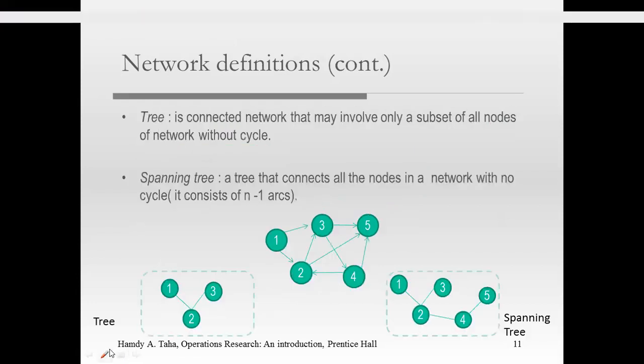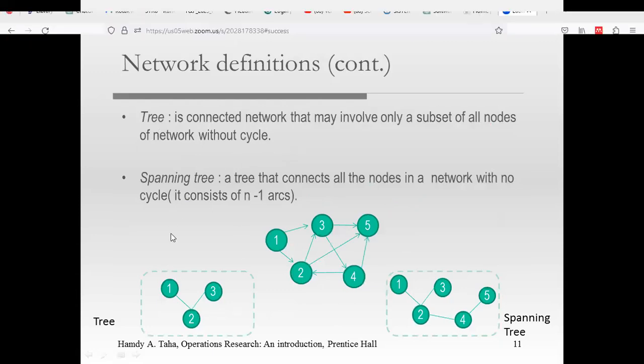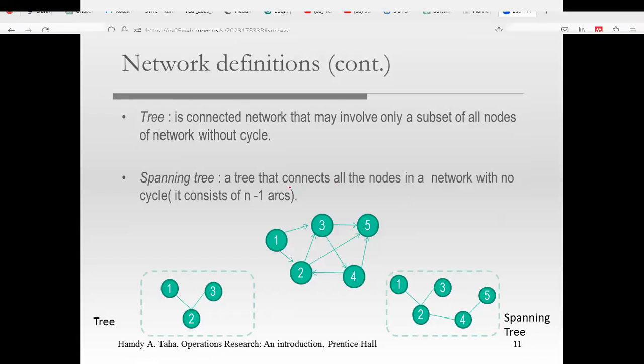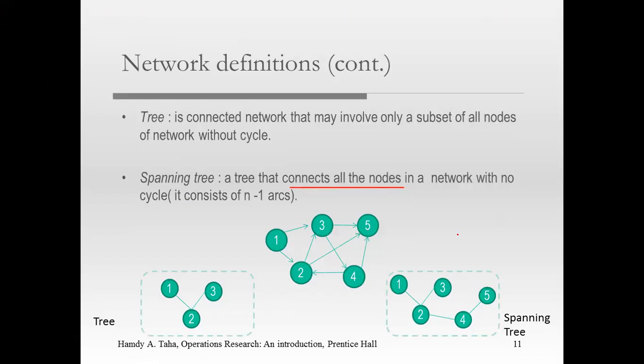Then the next is about tree. What is a tree? A tree is a connected network that may involve only a subset of all nodes, without cycle. Yeah, so a connected network without cycle. And what about spanning tree? A spanning tree connects all the nodes. So that is the difference between a tree and a spanning tree. A spanning tree covers all the nodes, the same, with no cycle.